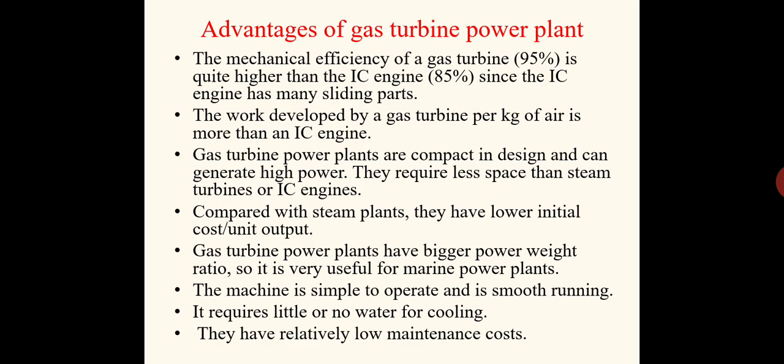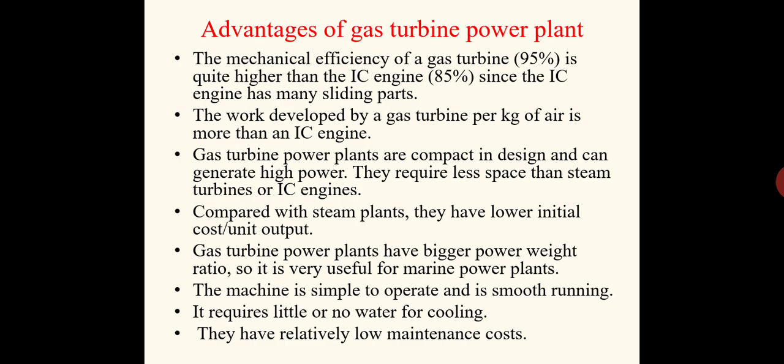See, the mechanical efficiency is actually the ratio between the power produced by the prime mover, not the final power, in between power. That means the prime mover after moving will be producing some power, shaft power we can say, divided by the input power. So since the internal combustion engine or diesel engine has a lot of moving parts like piston and all, the mechanical efficiency of the internal combustion engine will be less compared to the gas turbine power plant. There are no moving parts.